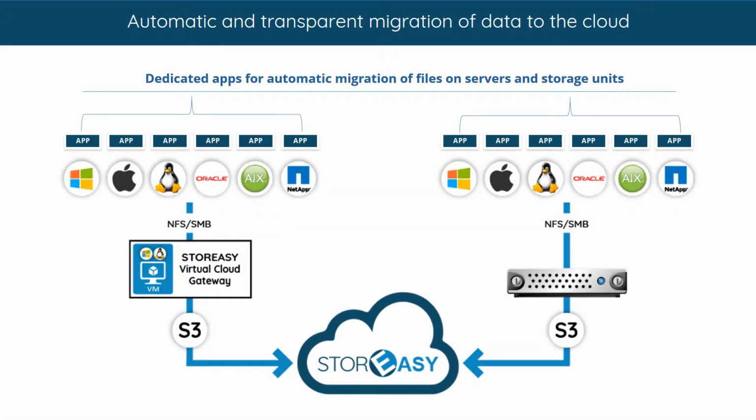StorEasy provides another way to store data in the cloud, a service that migrates rapidly, automatically and transparently files from existing storage infrastructure to the cloud by applying simple policies through apps installed on the servers or clients. The policies can include a multitude of parameters such as creation date, last access, file owner, file size, file extension, and many others. Files which satisfy the defined criteria are migrated and archived securely to the StorEasy Cloud.